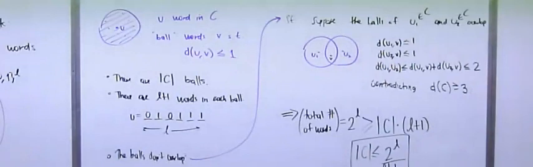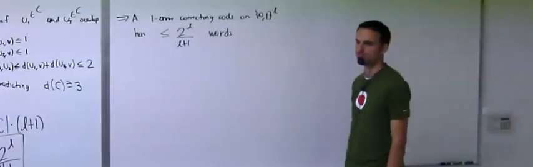So if I want to build this error correcting code, one error correcting code on 0, 1 to the L has at most 2 to the L over L plus 1 words. This is the largest code that we could possibly hope for. Okay? And remember, what we're trying to do here is build a very large code, but this is saying you can't get any bigger than this. This is the largest you can hope for. Okay?